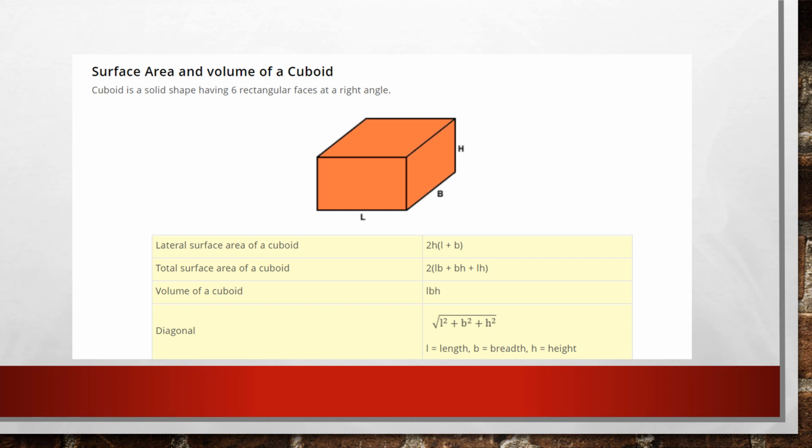Okay. The diagonal we have to find out. How will we find it? It is the square root of L square plus B square plus H square.